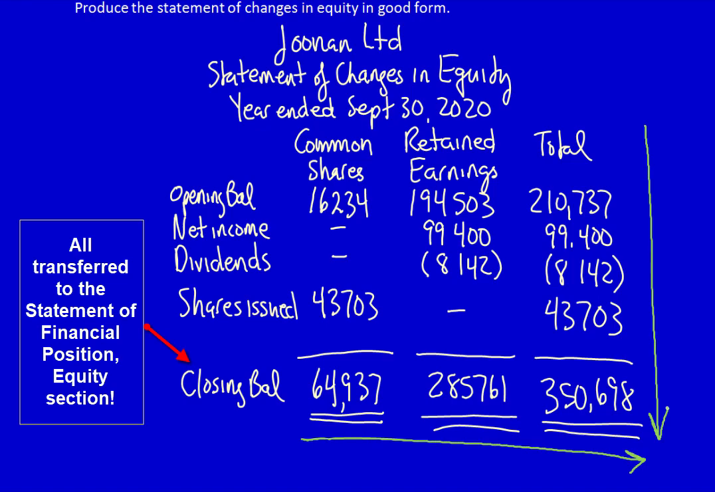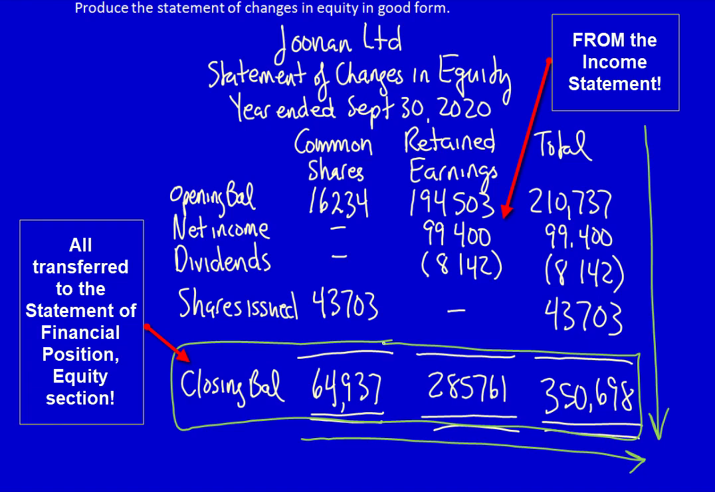Again, notice that these closing balances right here will all be transferred to the statement of financial position in the equity section. And note that the 99,400 came from the income statement. In my next video, I'm going to do the statement of financial position.